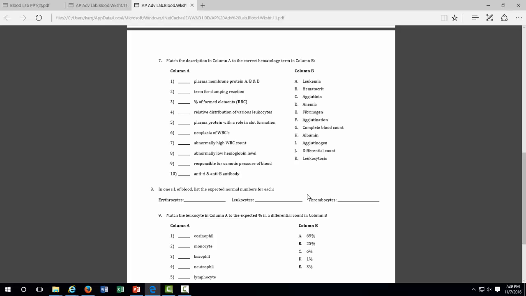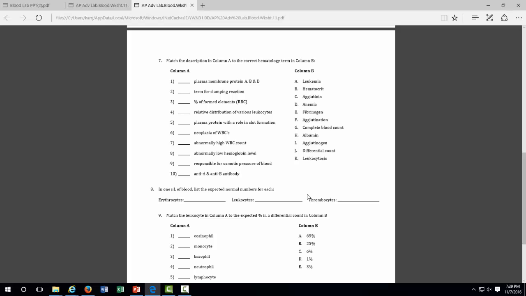Yep, 4.2 to 6.2 times 10 to the 6th. And the number of leukocytes, a normal value is 5,000 to 10,000. And thrombocytes, we should expect to see 250 to 400,000.